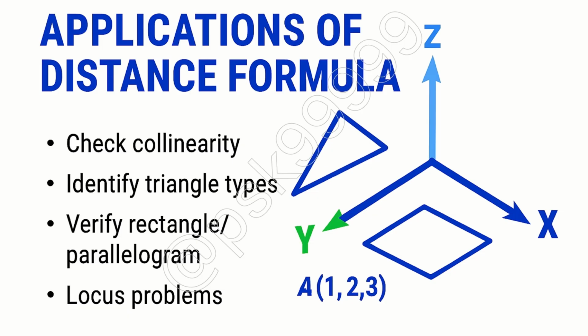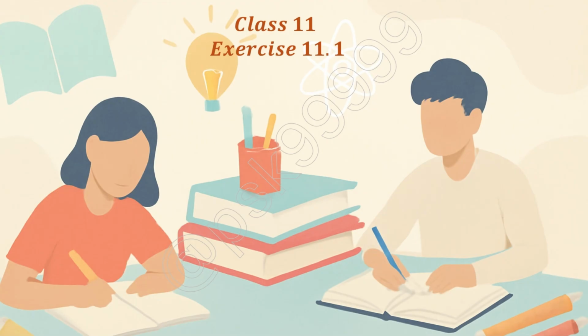Applications of distance: you can check collinearity, identify triangle types, verify rectangles and parallelograms, and solve locus problems. All these you can solve using just the simple distance formula. So remember this one. Theory-wise, class 11th 3D geometry is a very, very small part, even though you can create multiple varieties of questions based on just distance. But theory-wise that's all. You need to now solve more problems to understand it more deeply.